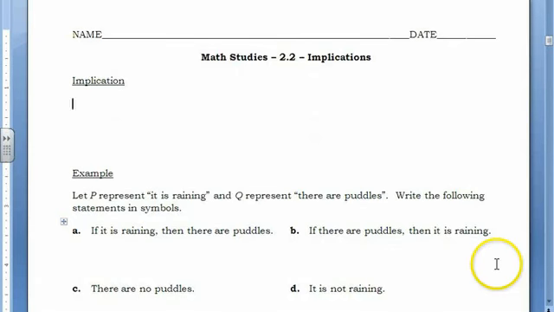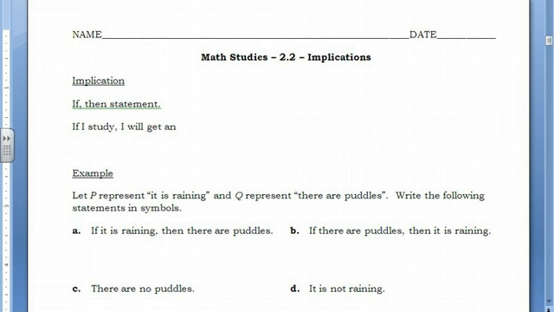This is Math Studies, Section 2.2, Implications. An implication is an if-then statement. So a couple of examples would be, if I study, I will get an A. They don't necessarily have to be true. They are just a statement that follows the scheme if-then. If I study, then I will get an A. If today is Monday, then tomorrow is Tuesday.